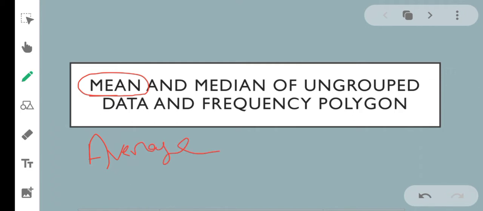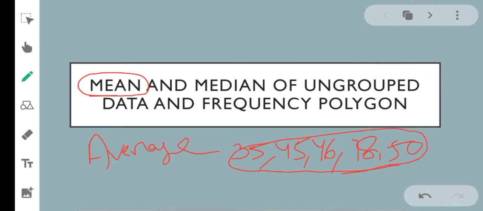So if there are the weights of 5 students, for example, 35 kg, 45 kg, 46 kg, 48 and 50. These are the weights of 5 students. Then the average weight of these boys will be the sum of these observations divided by the number of observations.